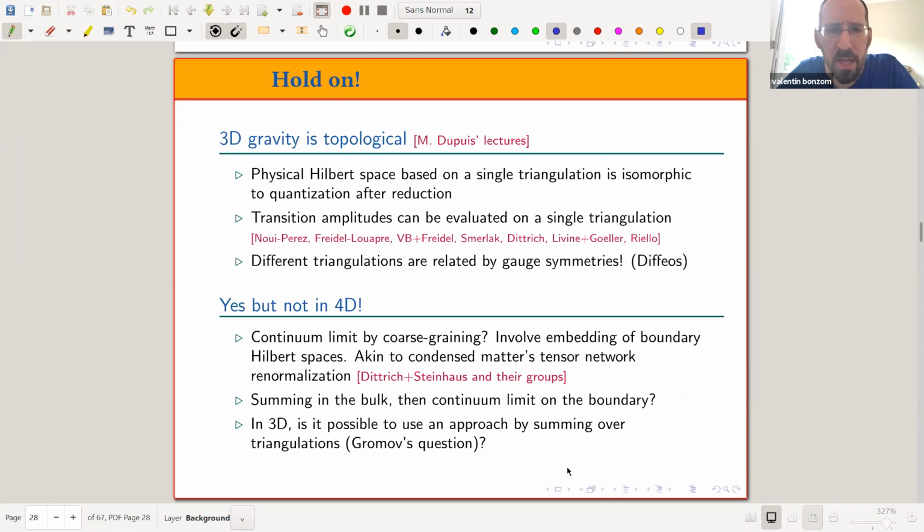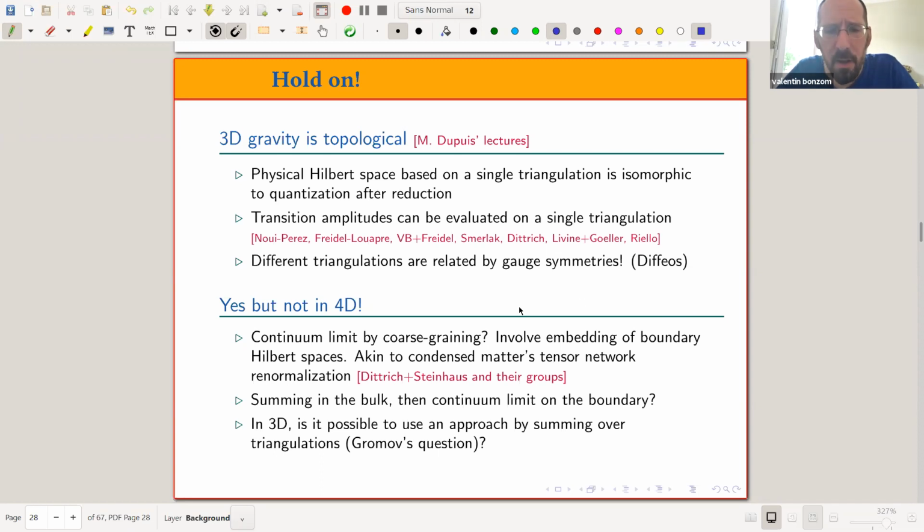because you know that 3D gravity is topological, meaning that we can just use one single triangulation, and the physical Hilbert space will be isomorphic, whether you use the continuous theory or just a single triangulation. And you can evaluate transition amplitudes on a single space-time triangulation. There are lots of papers about this. Different triangulations will be related by gauge symmetries or diffeomorphisms. So it's useless to look at different triangulations because just one is enough. The others are just gauge transformations. But that won't be the case in 4 dimensions.